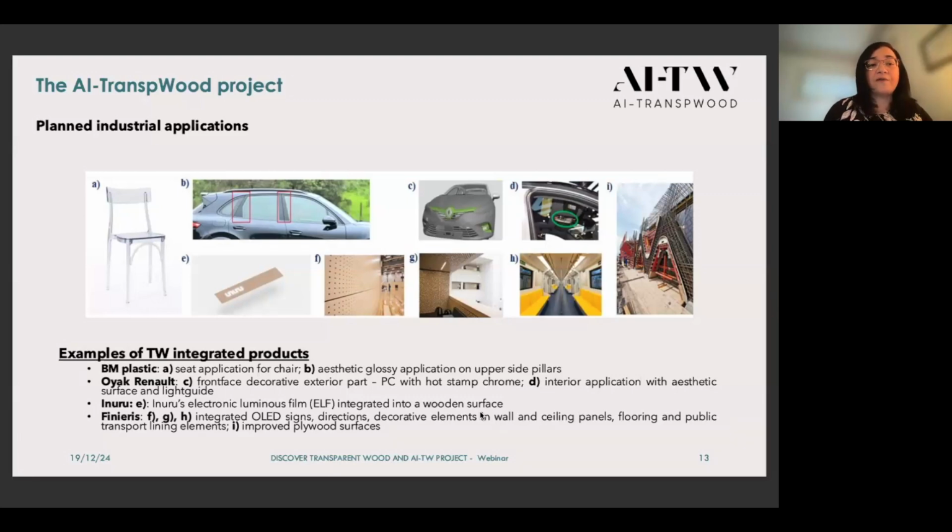In the construction field, there are many applications from windows to decorative elements, flooring, public transport also for line elements and so on. So actually, during the webinar, you will hear about possible application of this material. So you can get some ideas, also some suggestions to us for future applications.